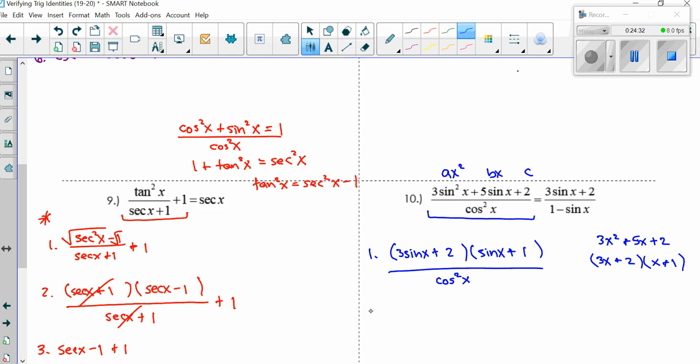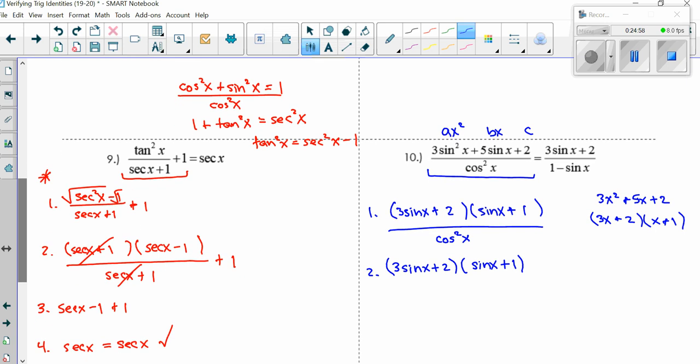Okay. Now, nothing canceled because obviously there's a sine here and a cosine squared. But I can change cosine squared to make it look like a sine. So I'm going to leave my numerator the same. I'm going to write 3 sine x plus 2 times sine x plus 1. And my denominator is an identity which I can rewrite as 1 minus sine squared x.